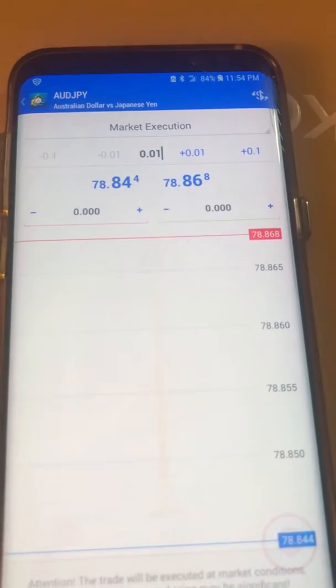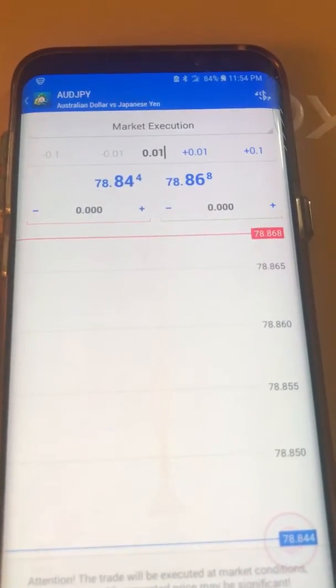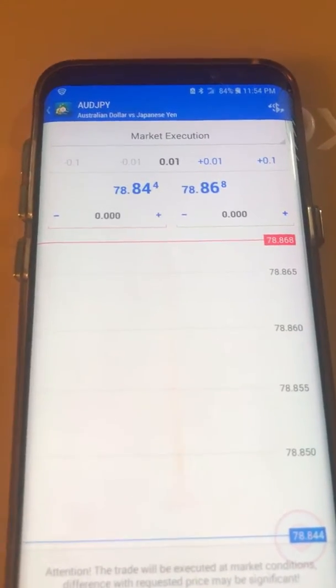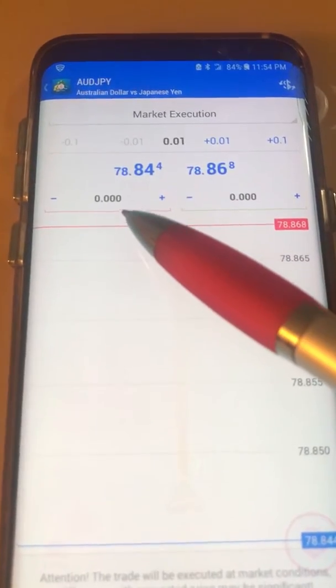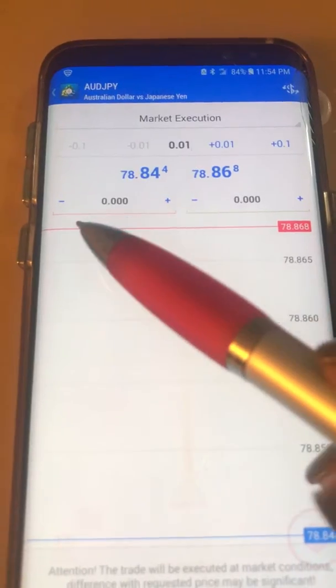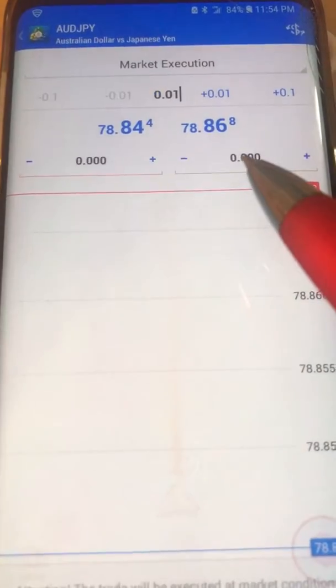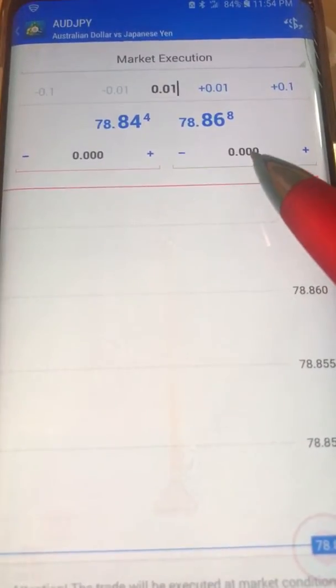To execute the trade, after you make sure your lot size is correct at the 0.01, you then look to your left. You see that little red line? This is your stop loss side. To the right, you see that green line. This is your take profit side. So when you see the signal, you type your take profit in right here.